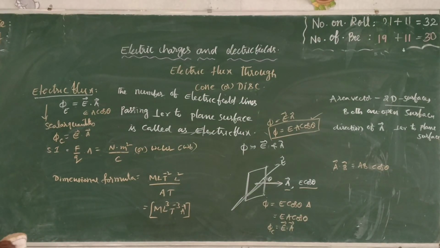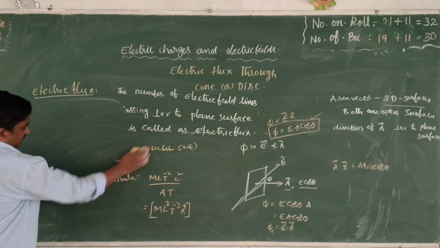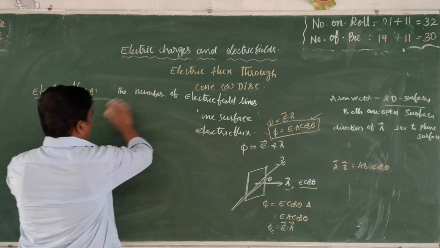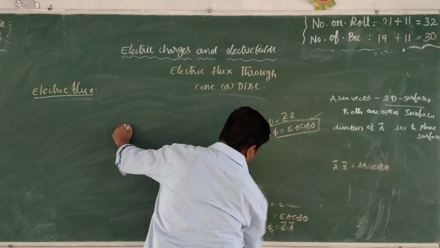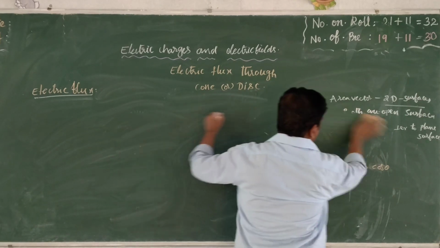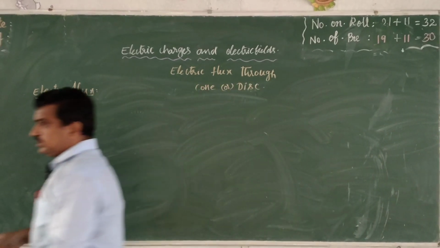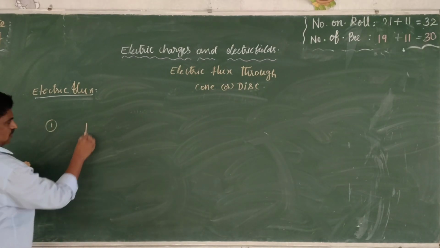Now we discuss some problems on electric flux. See how it works through 2D surfaces and 3D surfaces. For example, for 2D surfaces, here we can take a 2D surface. See, this is the 2D surface.